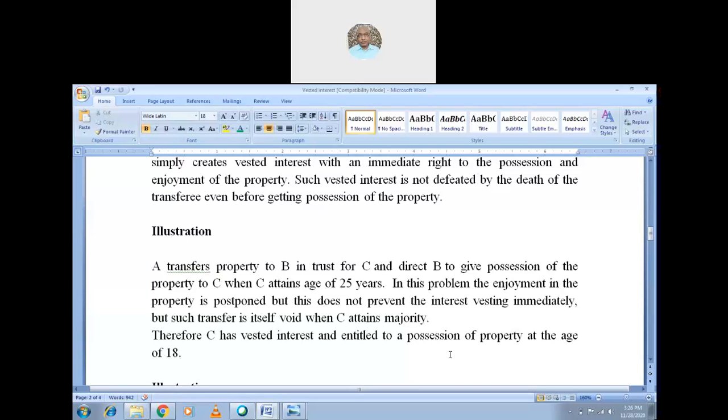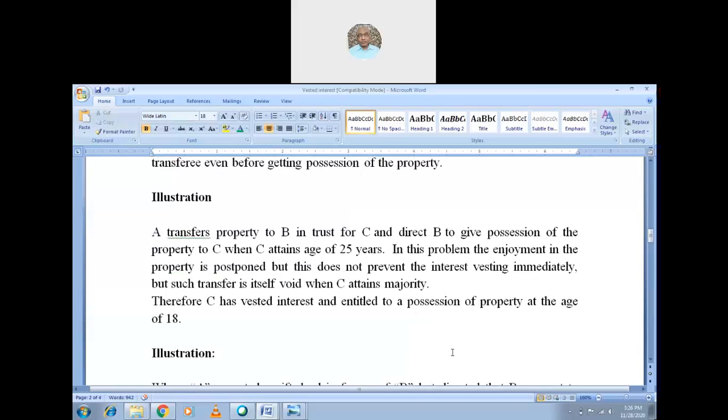The transfer itself is void when C attains the majority, because at the time of majority he has to enjoy the property, and we cannot extend it to a longer period. Therefore, C has a vested interest and is entitled to possession of the property at the age of 18. That means at the age of 18 the property will vest in him, and he can dispose of or enjoy the property. But if the condition is put for 25 years, then such a transfer itself is void.